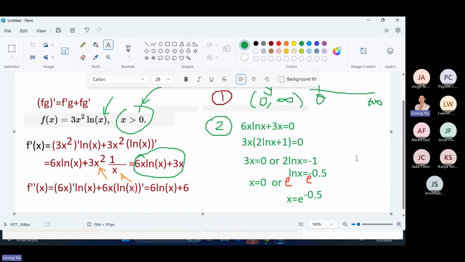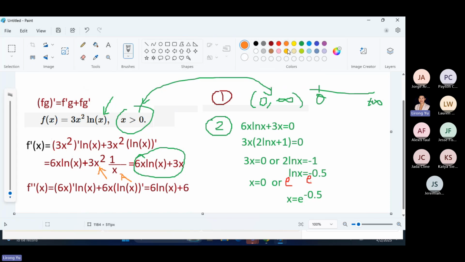That's our critical point. One is 0. 0 is at the boundary of the number line, so that cannot be any additional point. So we're going to find our intervals. Remember in step 2, we're going to determine increasing, decreasing. So the interval is 0 to infinity.